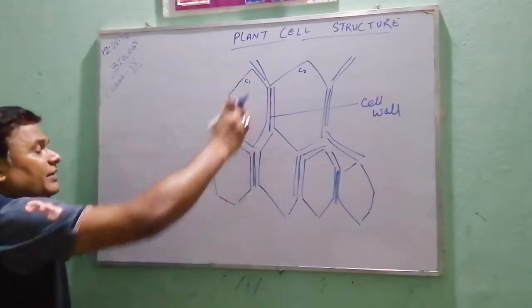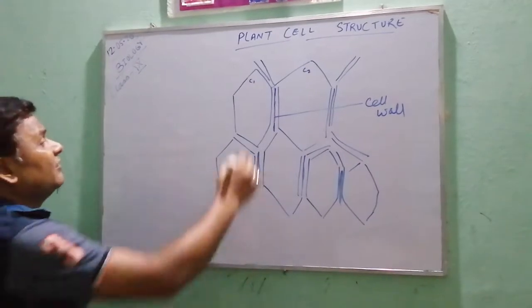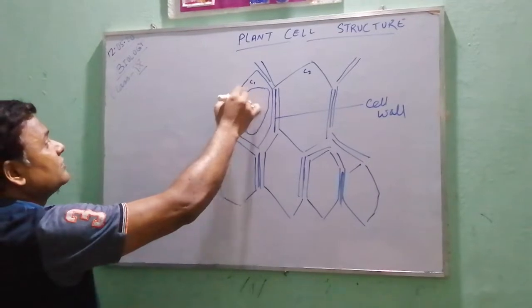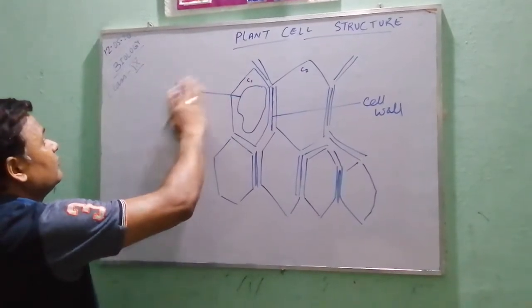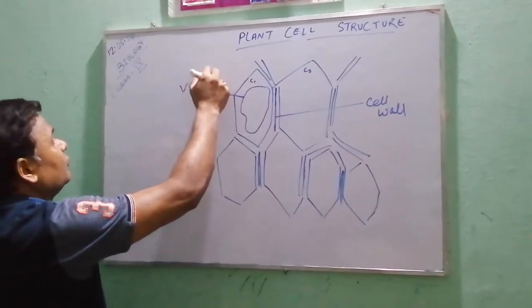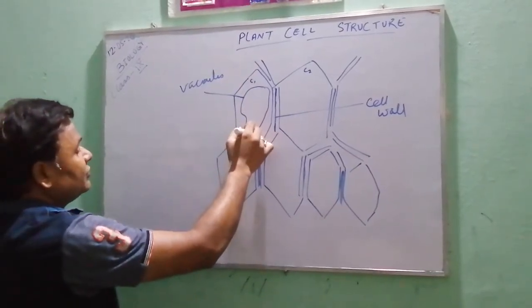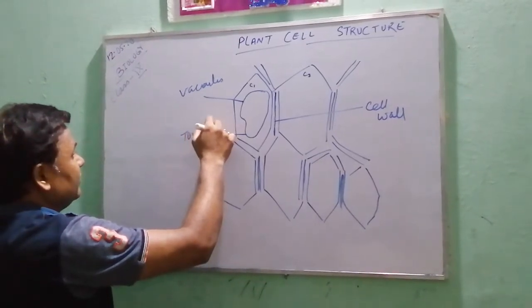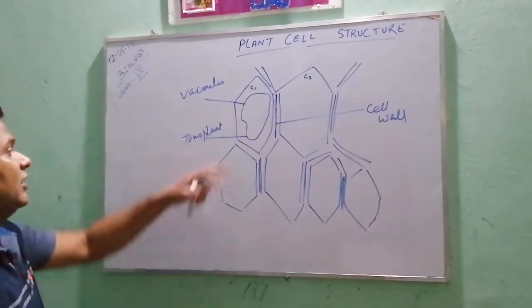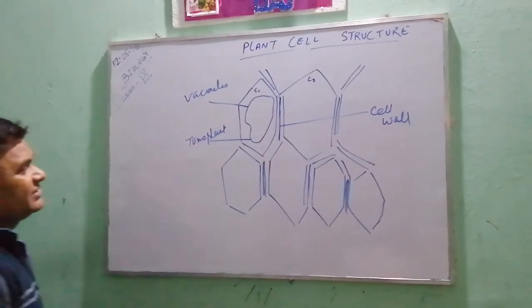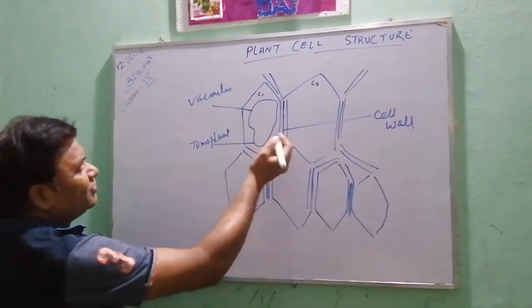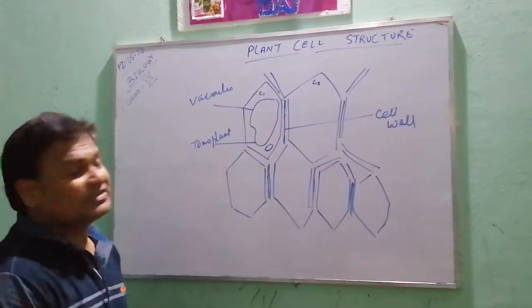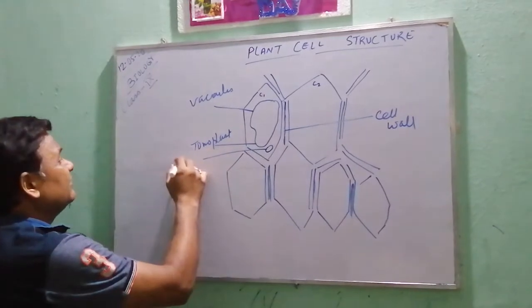And the remaining 80% of the cell is covered with the food vacuole. This one is called the vacuole. The outermost layer of the vacuole, the outer membrane of the vacuole, is called the tonoplast. Many structures are present, such as the nucleus, which is not present at the center but in the peripheral region.